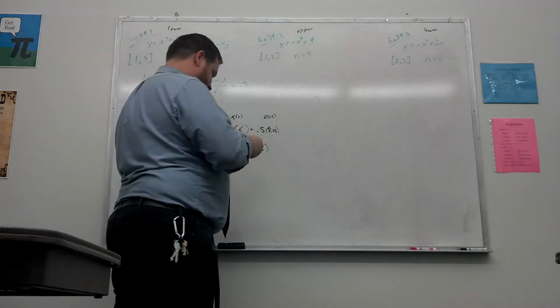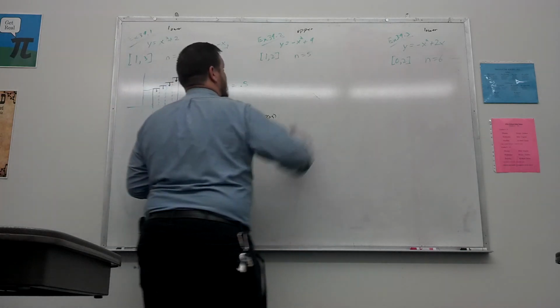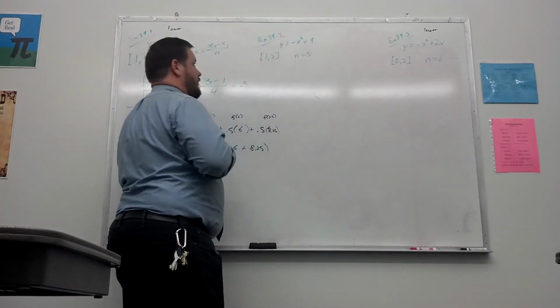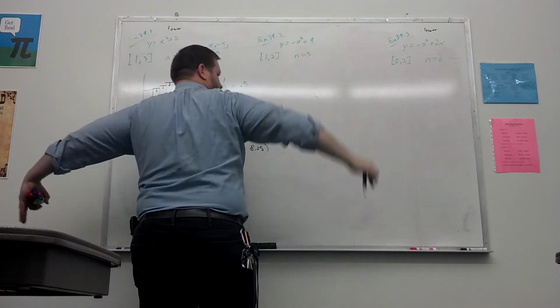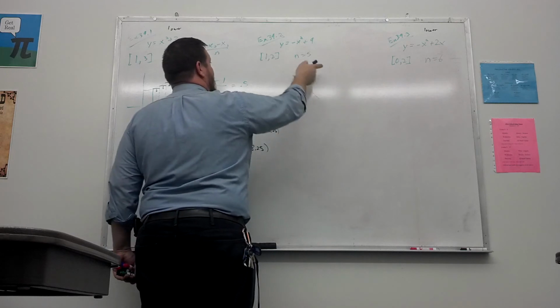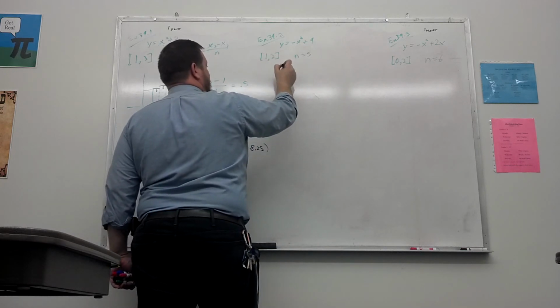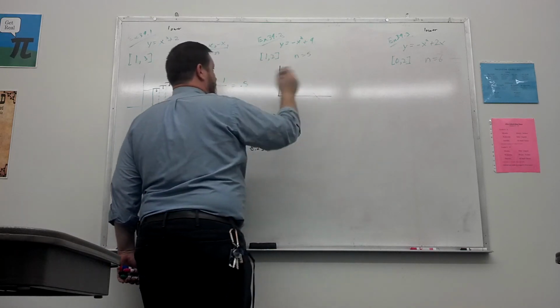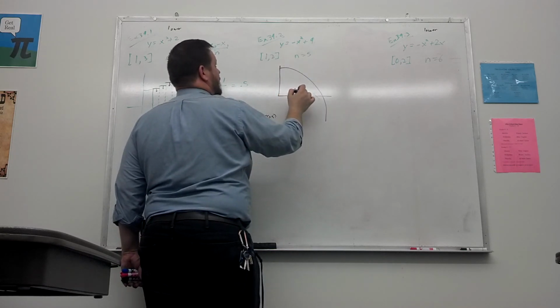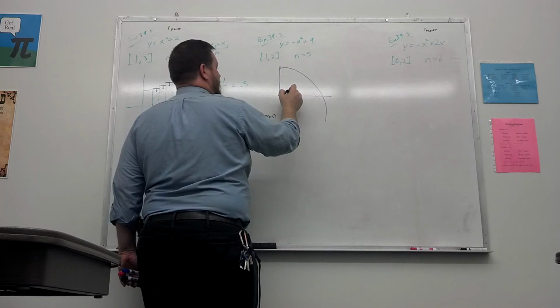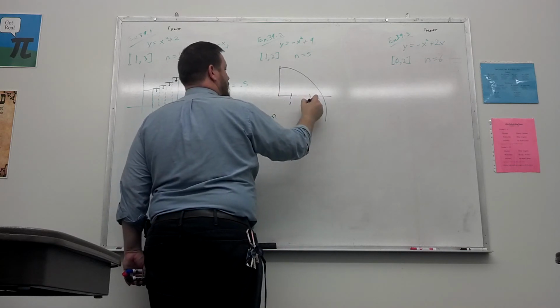We want an upper sum. Now that we've been through it once, we can do it a little bit faster. We have negative x squared plus 9. So we have our parabola opening down, shifted up, and on the interval from 1 to 2, it's going to be something like this.